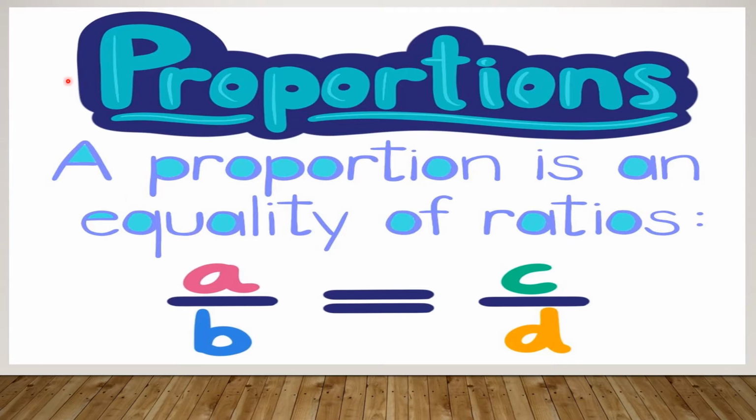Now, coming towards this slide, proportions. A proportion is an equality of ratios. How many ratios? Two. As I have already told you in the previous slide, you can write A ratio B as A divided by B. Equality means that it must be equal to the other ratio, which is C divided by D. So, what does proportion mean? That two ratios must be equal to each other.